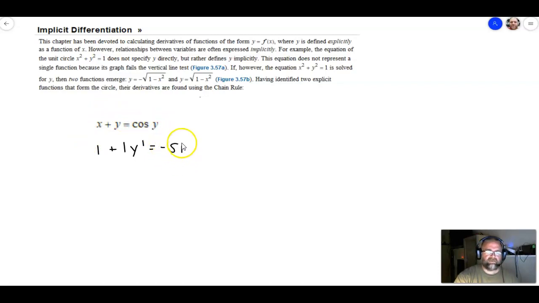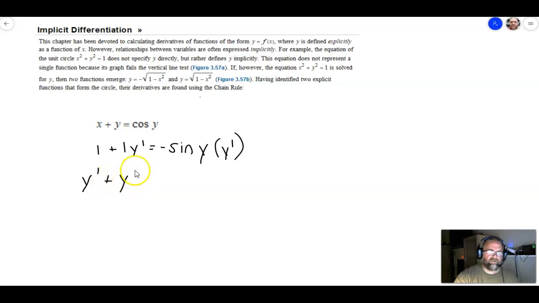So this is negative sine of y, because that's the derivative of cosine of y. And then this is going to be times y prime. So it's going to look something like this. So now the next thing I want to do is I want to get all of my terms with y prime on one side. So I'm going to keep this over on the left, so that's y prime. I'm going to take this and bring it over here, so that's going to be a plus.